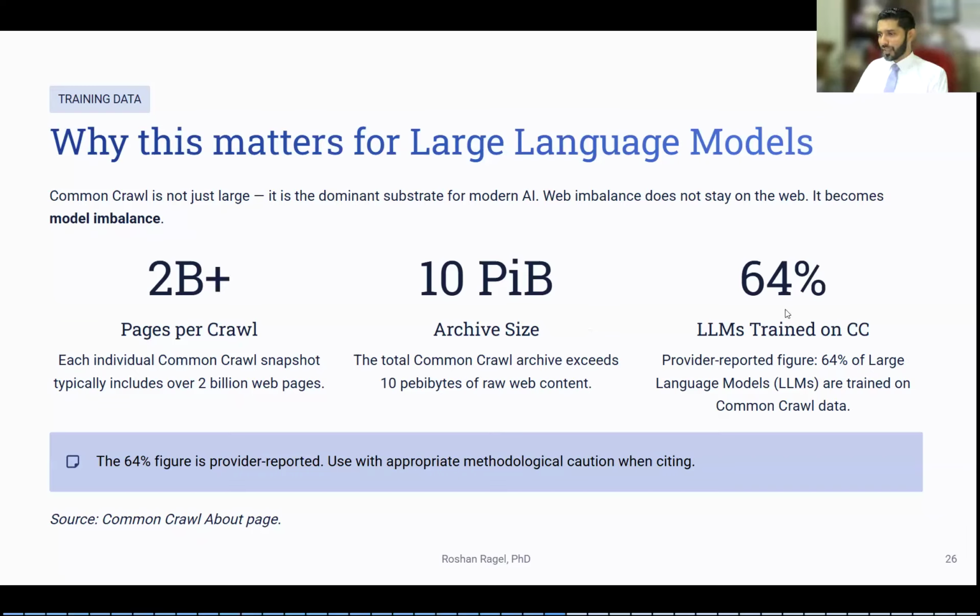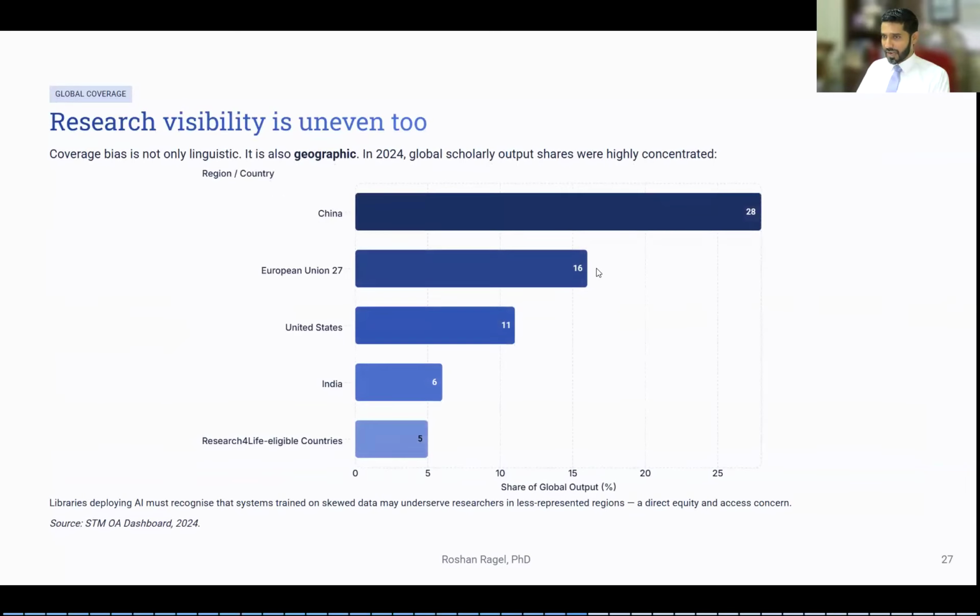And most of it, by the way, most of the LLMs are using only the Common Crawl data. As you can see, about 64% of the data is taken by the LLMs from Common Crawl. A significant amount of data, and this data is big, but at the same time, it's very much biased, right? So therefore, it can be another challenge.